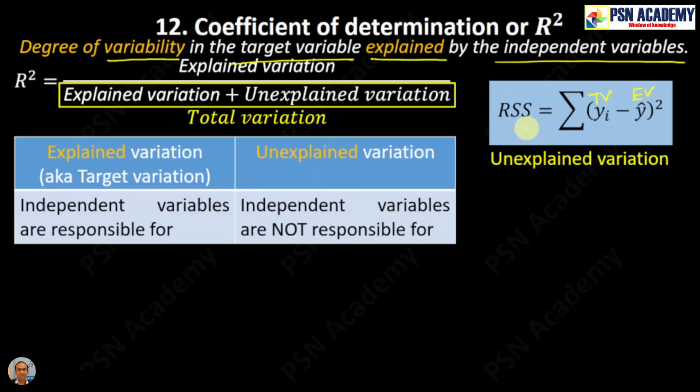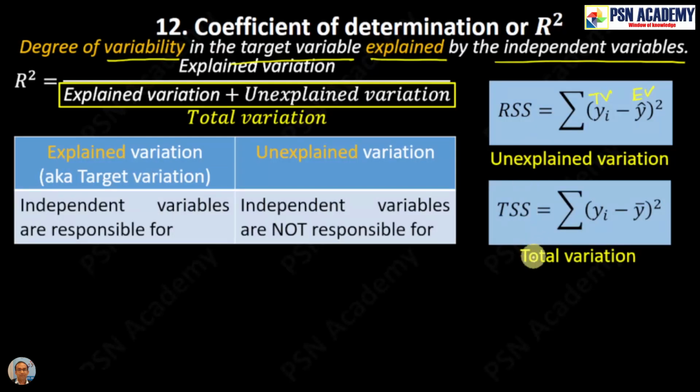And why is it unexplained variation? Because you do not have any control over this variation, because this variation will occur and the independent variables have nothing to do with this kind of variation. That is why we call this residual variation as unexplained variation.